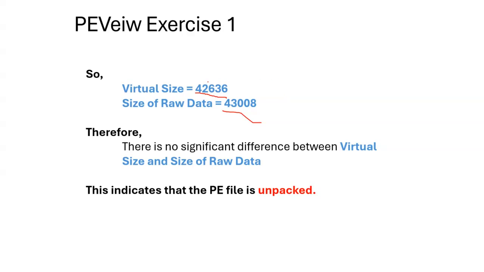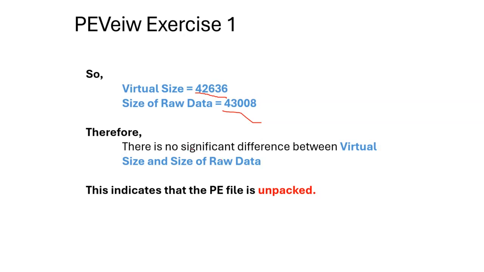The difference, is it much? Well, actually, this is not a significant difference. There is no much difference between 42,636 and 43,008. There is no much difference.